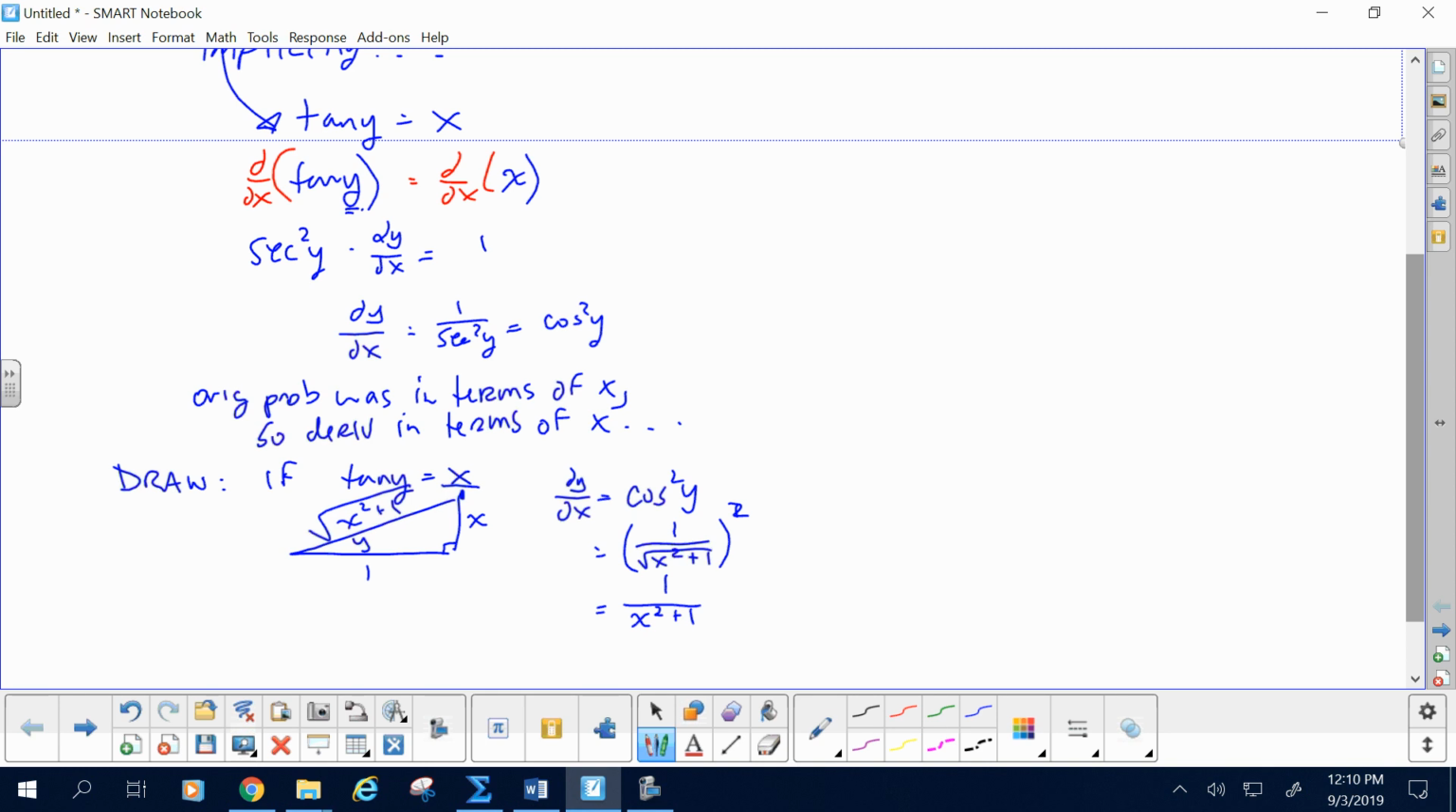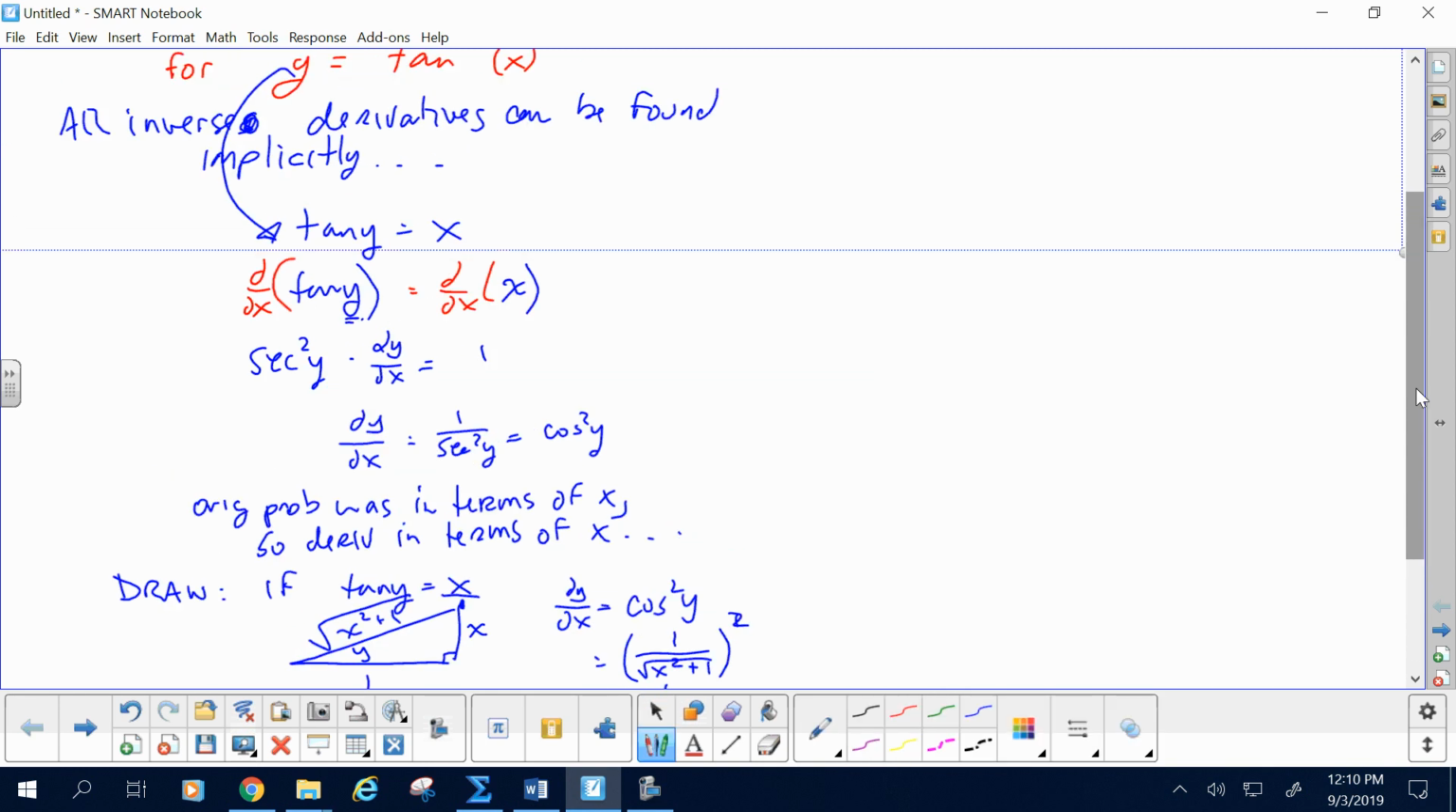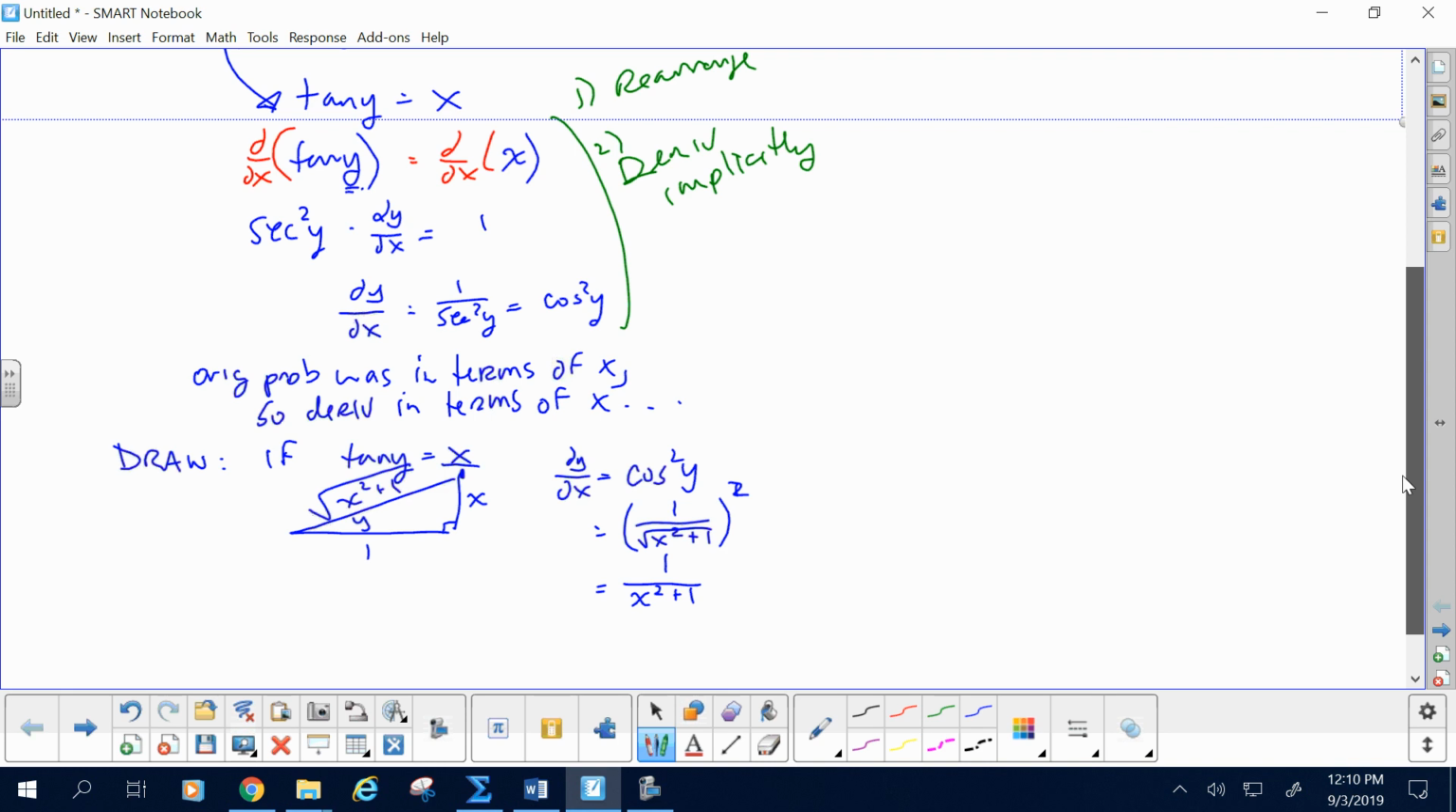All right. Now then, to sum up the big ideas, you first of all rearrange. You take the derivative implicitly. And then you draw a triangle to put back into terms of x.